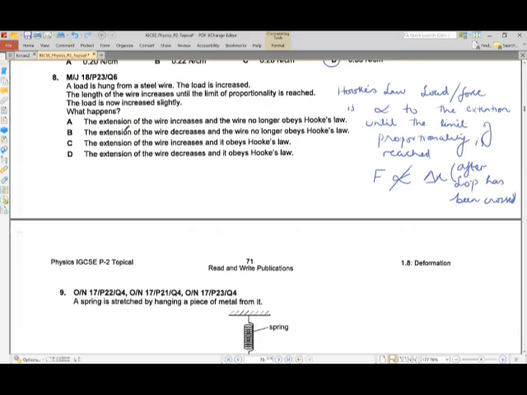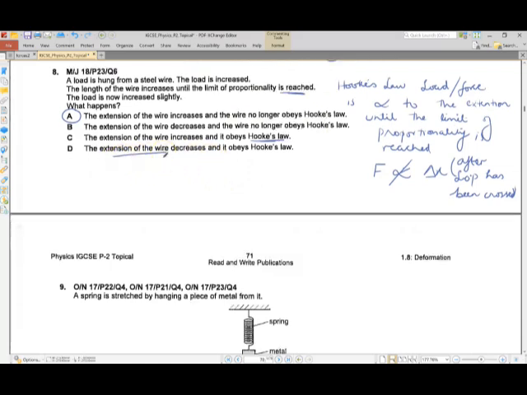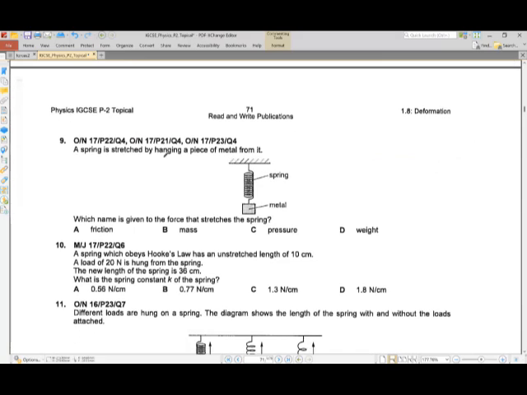Option A states that the extension of the wire increases and the wire no longer obeys Hooke's law. Yes, this is the correct answer because I've just explained this fact to you. The extension of the wire decreases? Extension is never going to decrease when you increase the load. Extension of the wire increases and it obeys Hooke's law? No. The wire does not obey Hooke's law when the limit of proportionality is reached. So option A is the correct answer.